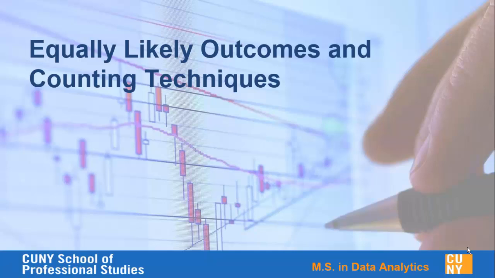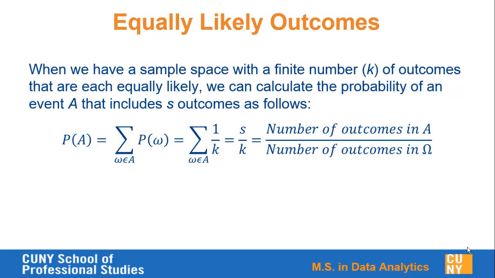Okay, let's take a look at some counting techniques when we deal with outcomes that are equally likely. When we have equally likely outcomes, we have a sample space with a finite number k of outcomes, and we say they're equally likely. So we calculate their probabilities by simply saying the probability of each outcome is 1 divided by the number of outcomes k. And so the probability of an event just depends on the number of outcomes that are contained within that event. So the probability of an event A is the sum of all of the individual probabilities of the outcomes in the event A, which is the sum of 1 over k, however many times A includes outcomes. And so that's S over k, where S is the number of outcomes included.